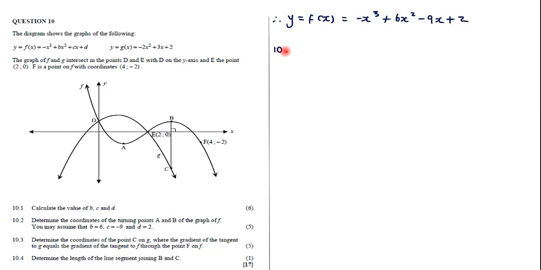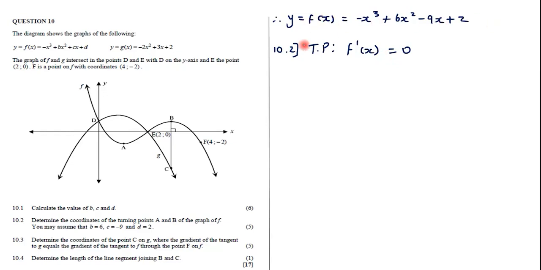The second question says we need to determine the coordinates of the turning points A and B of the graph of f. Because we're dealing with a cubic function, for the turning point we need to take the derivative and make it 0. Whenever you're dealing with a turning point, the derivative of the cubic function, or any function, must be equal to 0.